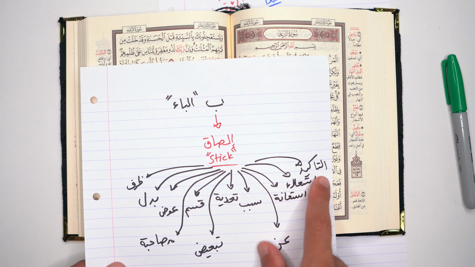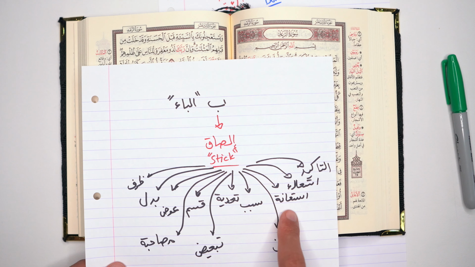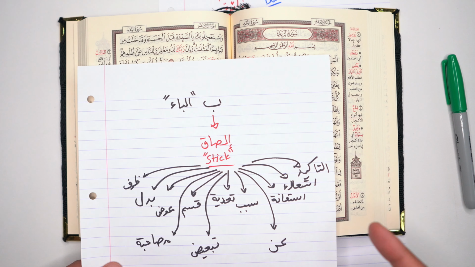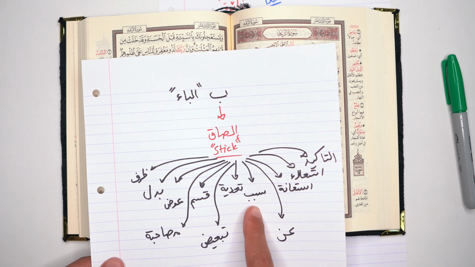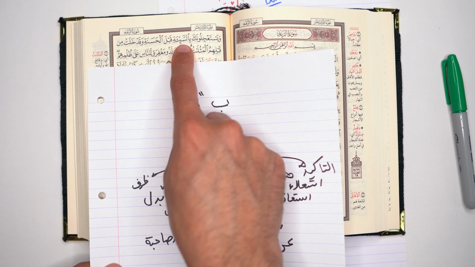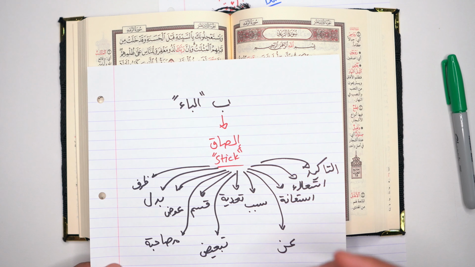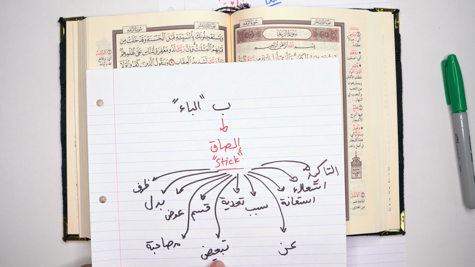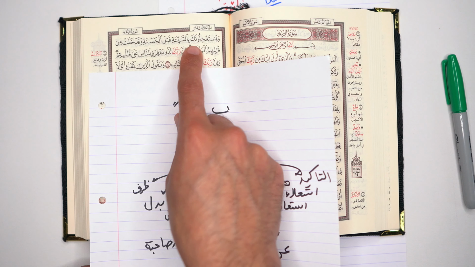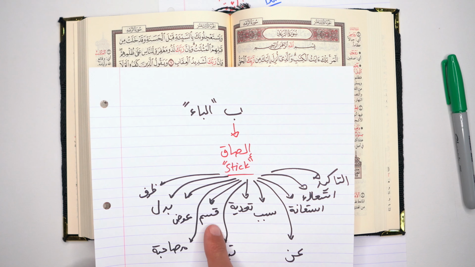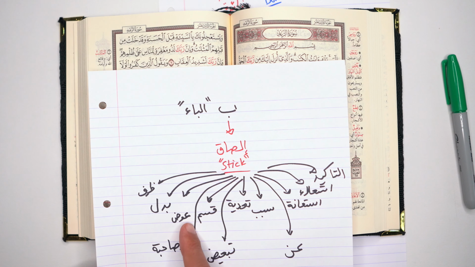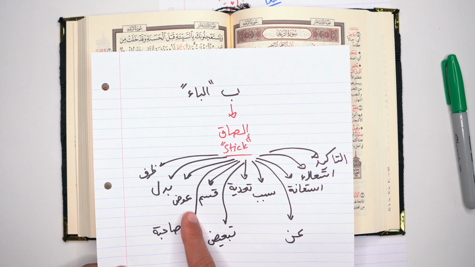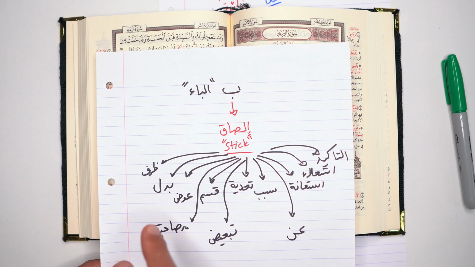Could it be takid? No. Isti'la? No. Isti'ana? باستعانة السيئة, maybe. عن سيئة. سبب, يستعجلونك بسبب السيئة, maybe that they are hastening the adhab due to, right? تعدية, no. تبعيض, with bits, بالسيئة ببعض السيئة, maybe. قسم, مصاحبة, يستعجلونك مصاحب السيئة. عوض, بدل, ظرف.